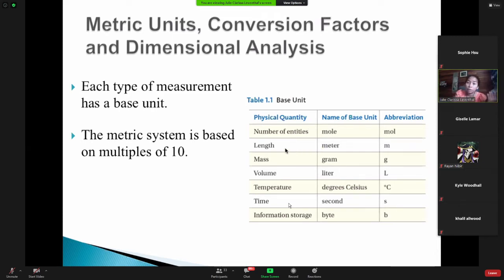When we talk about length, the distance between two things, we use meters. We talk about mass, we use grams. We talk about volume, we use liters. We talk about temperature, we use degrees Celsius. Time in seconds, information in bytes. So you have your gigabytes.